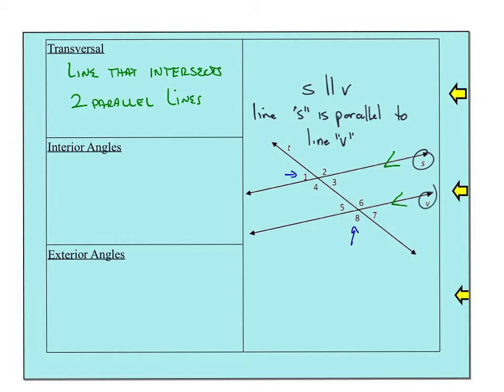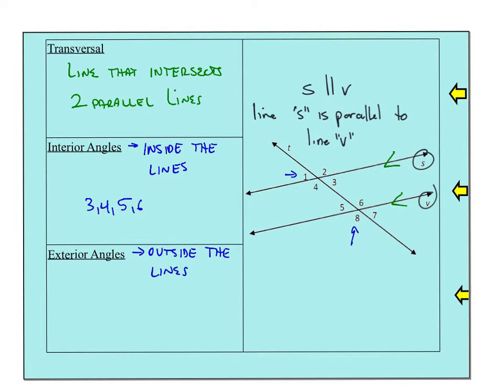intersects the two lines. So the two ways we distinguish the angles are interior and exterior. Interior, kind of like interior angle, is going to be inside the parallel lines. So we're looking at 3, 4, 5, and 6. The exterior then is going to be the others. We're going to go outside the lines.